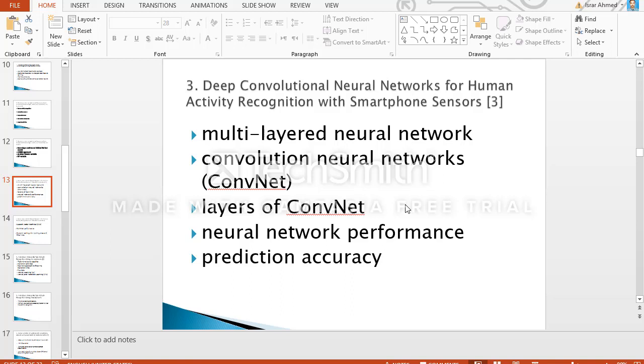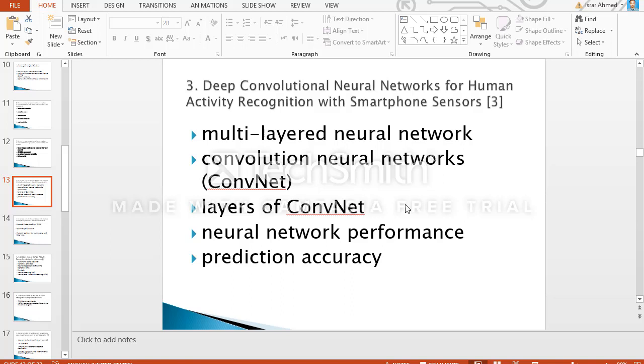Here's the third research paper that was surveyed. Deep convolutional neural networks for human activity recognition with smartphone sensors. A multi-layer neural network was explored to generalize human activity recognition actions. They used a variation of multi-layer networks called convolutional neural networks. The work investigates different layers of the convolutional neural network, and results show that by increasing the number of convolutional layers, the neural network performance is improved as well.